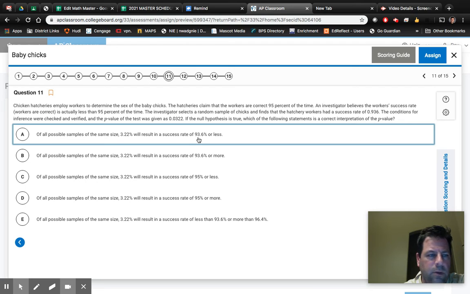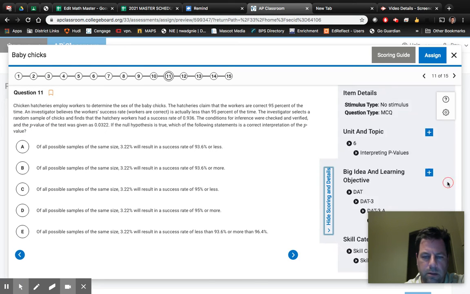We thought it was more than, didn't we? Oh, no, we thought it was less than that. There's a probability of getting this or less. I kind of like that one. Of all possible samples of the same size, this percent will result in this or more. I don't think we did more, didn't we? Where's that at? Yeah, less than. So I don't like this. Of all possible samples, there's this percent of 95% or less. No, that's in the middle. That has nothing to do with getting the sample. This is my sample. Yeah, I think I like that.